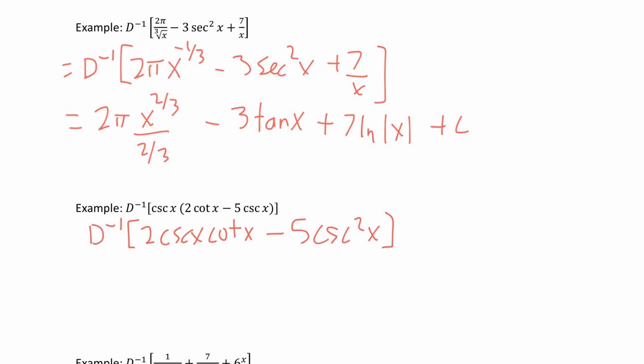And by multiplying it out, we can clearly see that this first term here, the function that gives us this as the derivative, is negative cosecant, and the function that gives us this as the derivative is negative cotan. So we will have 2 negative cosecant x minus 5 negative cotan x plus c. And it's up to you whether or not you want to clean up the negatives.